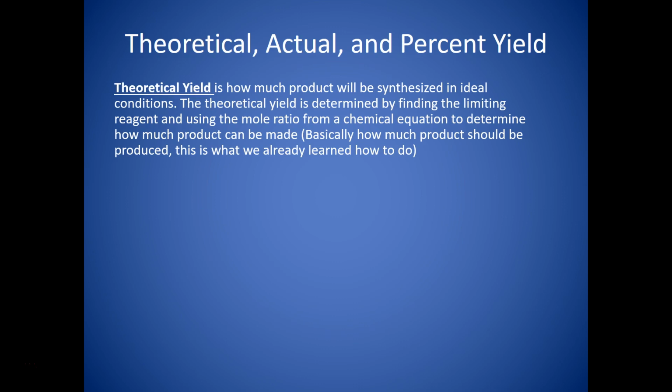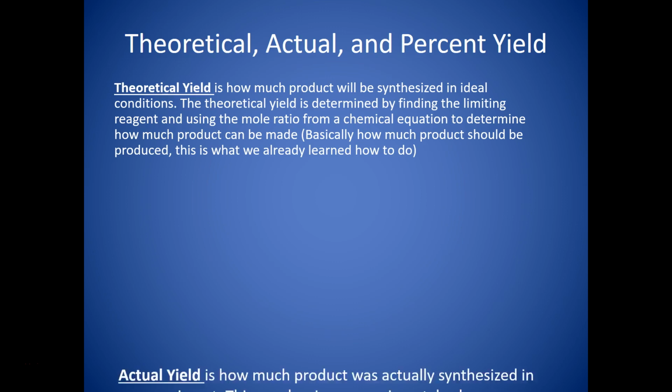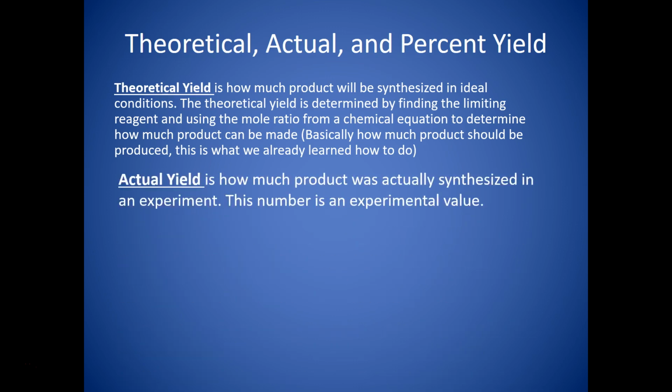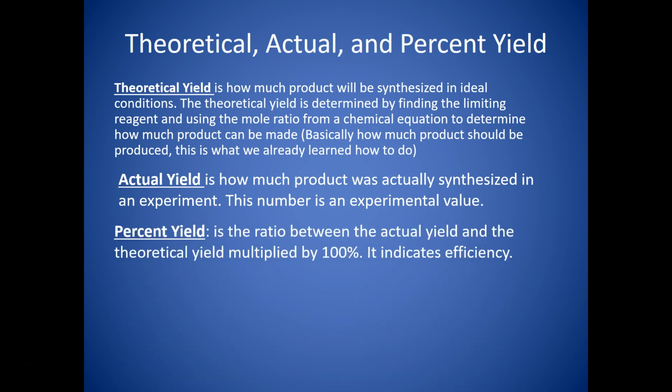And this yield is determined by finding the limiting reagent and using the mole ratio from a chemical equation to determine how much product can be made. So that is exactly what we were doing in our previous video and in our previous practice problems before today. So you are already great at finding the theoretical yield. This is in contrast to the actual yield, which is how much product was actually synthesized in the experiment. This number is sometimes also called the experimental value. So it's what actually happened. We haven't dealt with that yet, but you can definitely handle it.